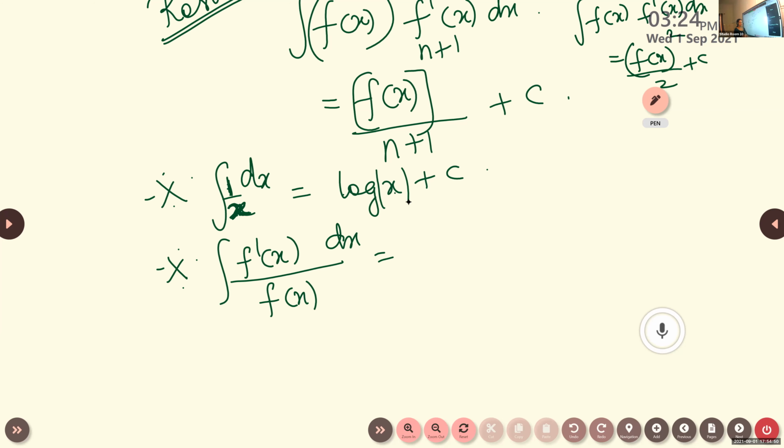Now look at this case, the integral of f dash of x by f of x into dx. Here also we have the same method. What is the derivative of f of x? Derivative of f of x is f dash of x, isn't it? So the derivative of the denominator is in the numerator. Therefore, you can write it is log of f of x plus c. Whenever the derivative of the denominator is in the numerator, we write log of the denominator plus c.